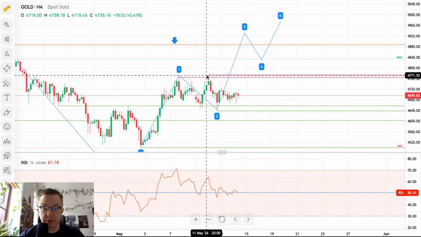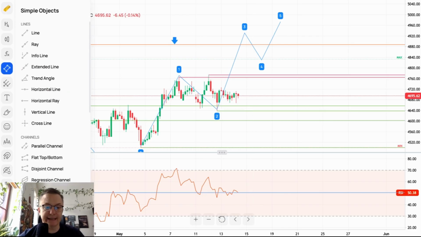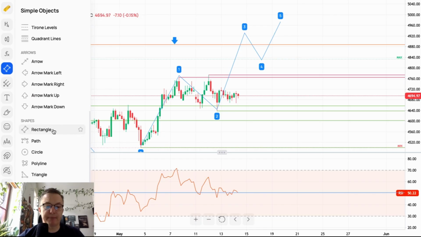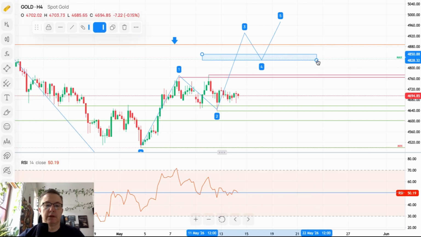We either break above this. Let me just place these rectangles yet again so we stay on the same page, right? So there is a supply zone obviously from the top side.